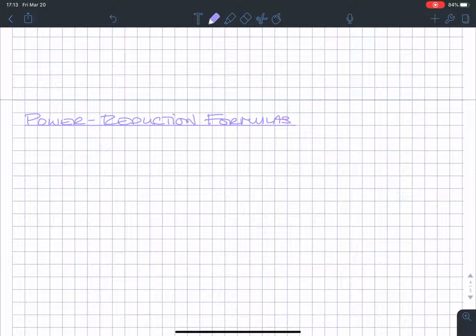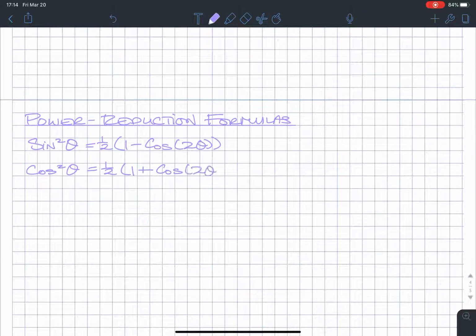And they are all the squared guys, namely sine squared theta is 1/2 the quantity 1 minus cosine 2 theta. Cosine squared theta is 1/2 the quantity 1 plus cosine 2 theta. And then tangent squared theta is 1 minus cosine 2 theta divided by 1 plus cosine 2 theta. So these are called the power reduction formulas.